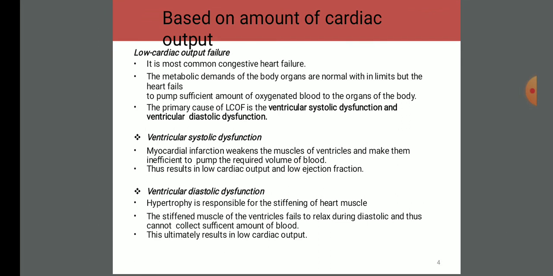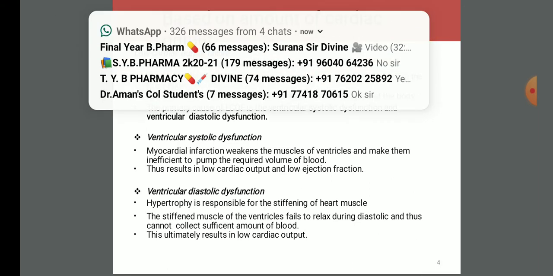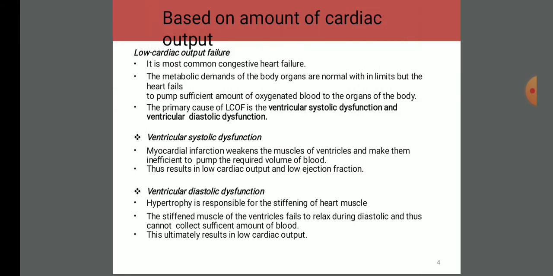Ventricular diastolic dysfunction: hypertrophy is responsible for the stiffening of the heart muscle. The stiffened muscle of the ventricles fails to relax during diastole and thus cannot collect a sufficient amount of blood. This ultimately results in low cardiac output.